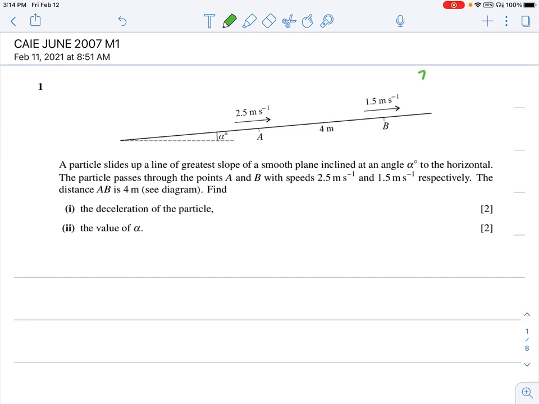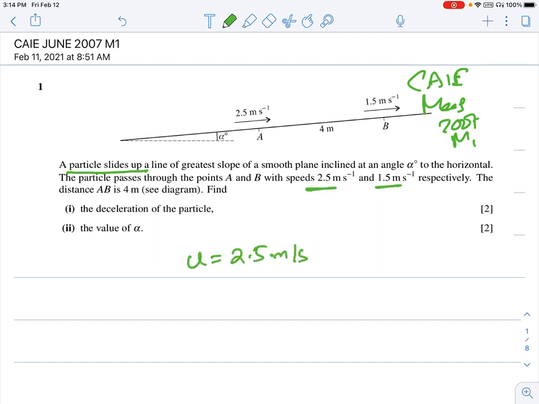Welcome, this is the CAIE paper, May June 2007, M1 paper. We shall try to solve all the questions. It says a particle is sliding up the plane. The initial velocity is 2.5, the final velocity is 1.5.